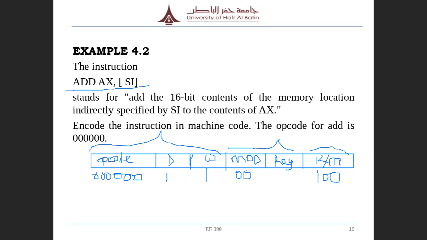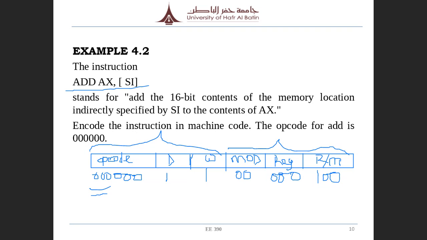Where is the REG field? At the down, in the second page, second last, you can see that the REG field for AX is 000. Is that okay? You can follow it? 000 for AX. You got it? Yes.